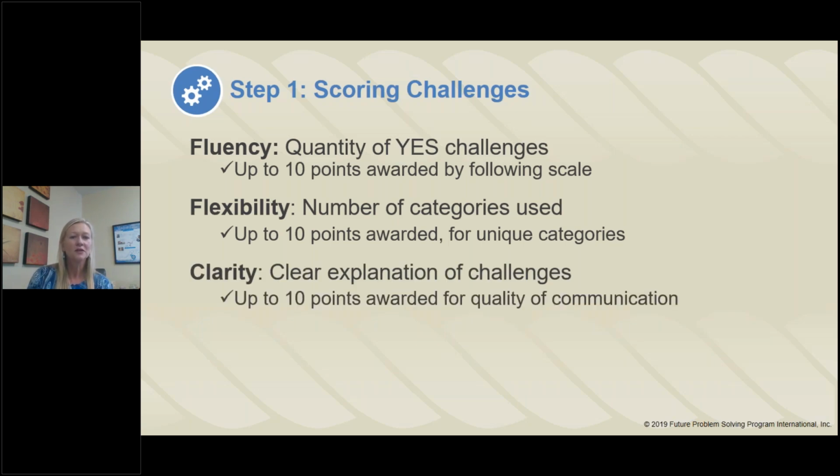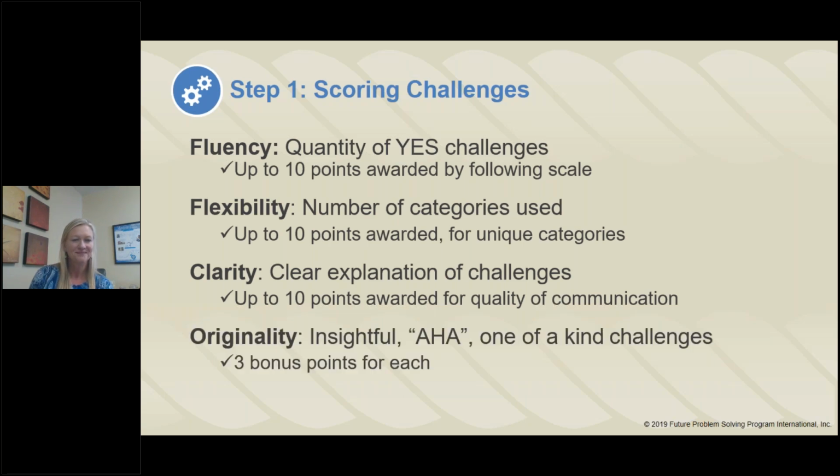Clarity, we do evaluate the student's explanation of their challenges. Can we understand what they are saying? And we do award up to 10 points for the quality of their written communication.